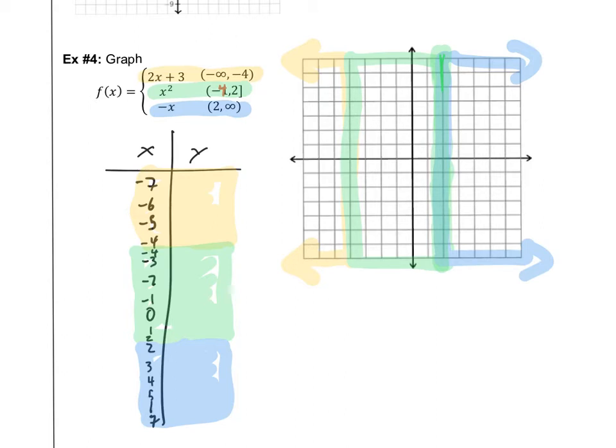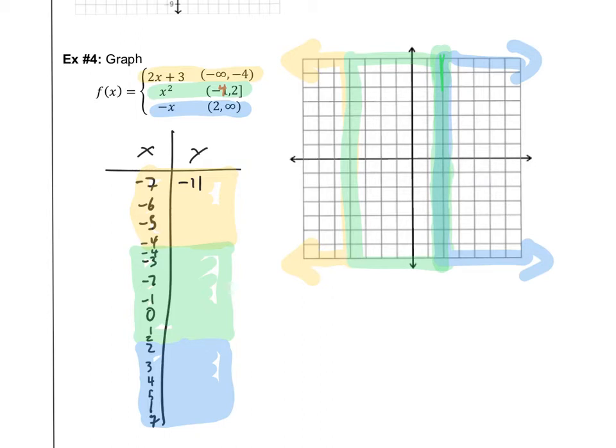All you need to do now is take the number, for example, -7. It's part of the yellow function, so we plug it into the yellow equation. So what happens if I plug -7 in for x? -7 times 2 is -14, and -14 plus 3 is -11. Boom. So when you plug in -7, you should get -11.